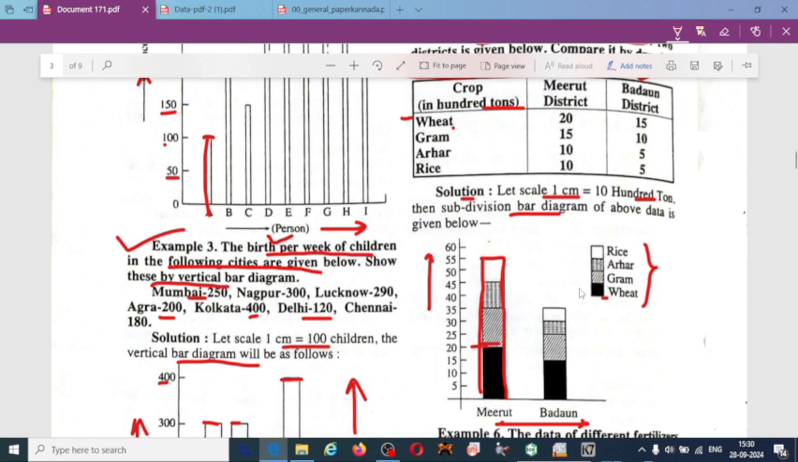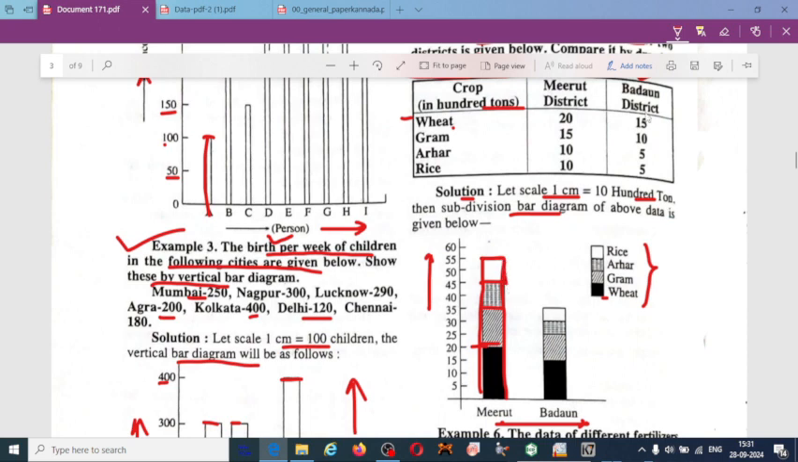20. Then gram, how much? 15, in the same bar itself. And arhar 10, rice 10. So 20 plus 15 is 35. Here is the production of gram. Arhar 10, 35 plus 10, 45. Then rice 10, 45 plus 10, 55. So this is the subdivision diagram.